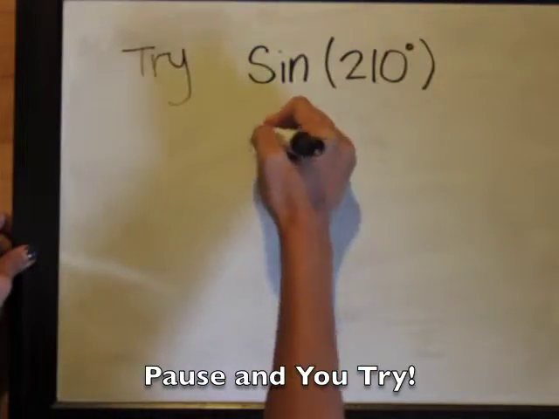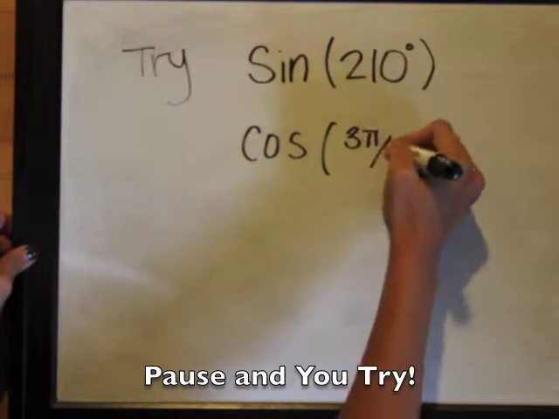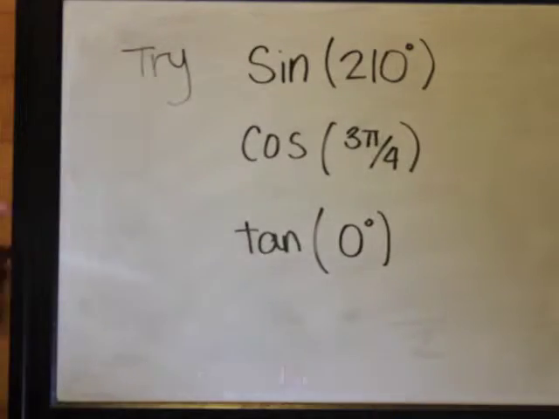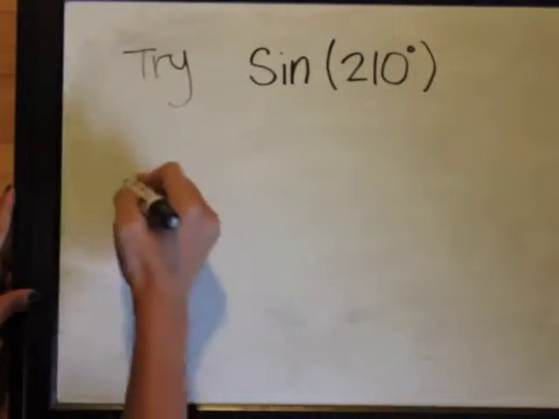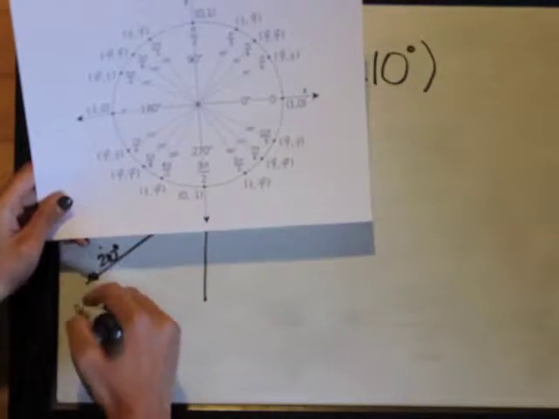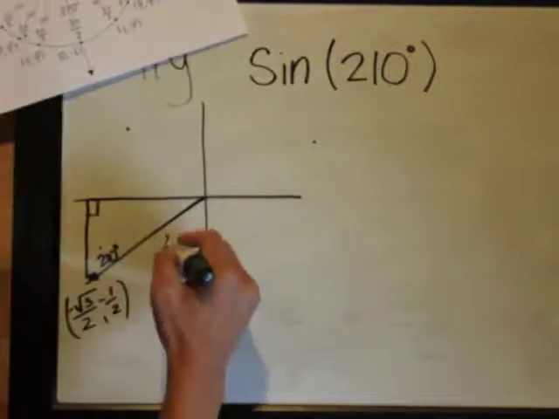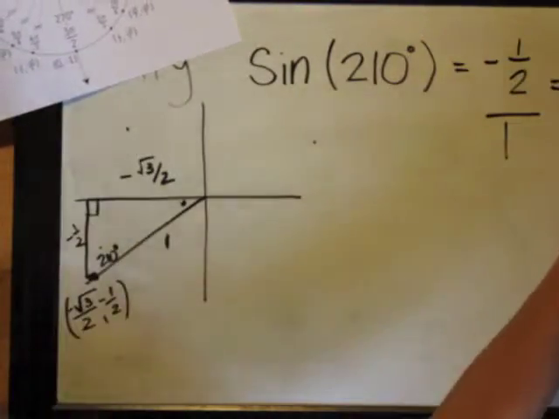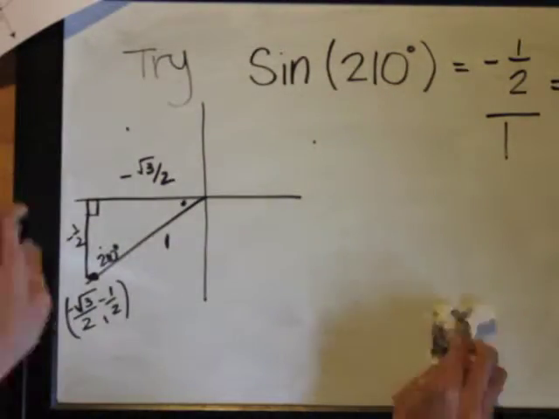So I want you to pause the video and try these three following questions. Sine 210, cos 3 pi over 4, and tangent 0. So 210 degrees is located in the third quadrant, and using a unit circle, the opposite length is negative 1 over 2. So opposite over hypotenuse, oh, it got cut off, but it should be negative 1 over 2.